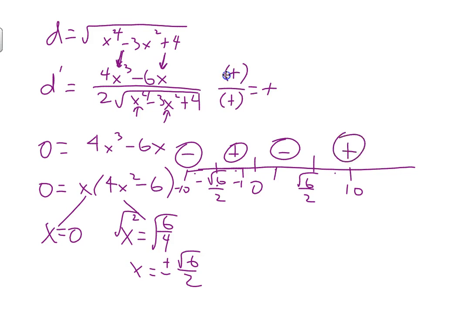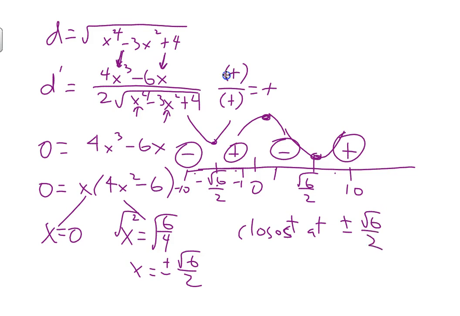So this is my sign chart. For this one, I'm going down on this side, up on this side. That's a minimum. On this one, I'm going up on this side, down on this side. That is a maximum. And on this one, I would get down on this side and up on this side, so that would be a minimum, right? So I get 2 minimum values, right? I would be closest to the point 0, 2 at plus or minus the square root of 6 over 2, right?